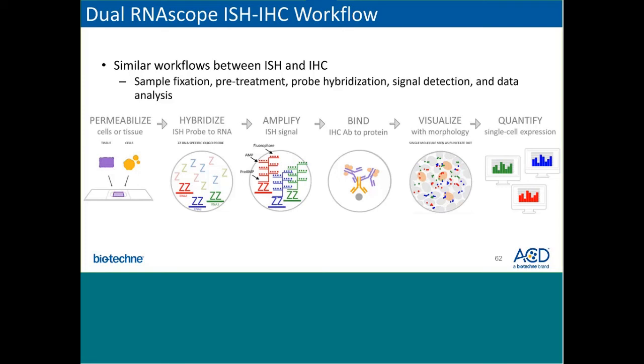Both procedures have a similar workflow that requires sample fixation, some kind of pretreatment to unmask your RNA or protein, and subsequent detection. The recommended workflow is that you would pretreat and permeabilize your tissue or cells, and then, depending on the tissue, it may require both a heat-mediated target retrieval as well as a protease digestion. You would then complete the RNAscope ISH portion and then follow with the IHC staining after.